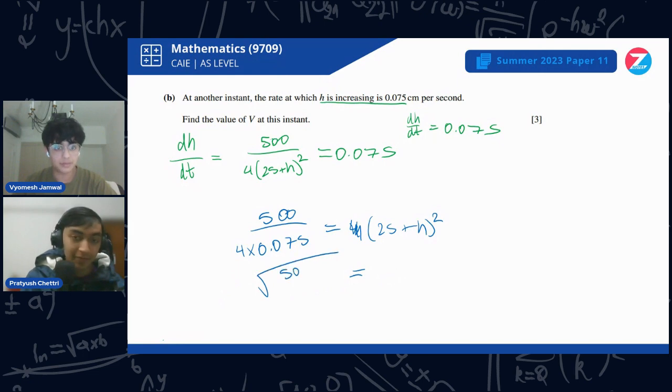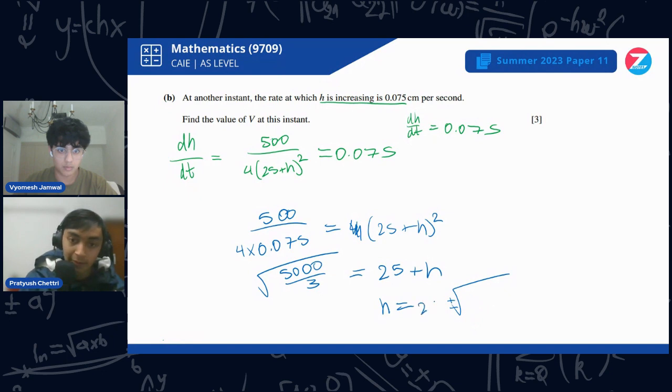So square root of 5,000 by 3 is equal to 25 plus h. So h is equal to, I mean, it could be plus minus, you never know, but there'll usually only be one answer. Let's just see why. 25 minus 25, by the way, plus 40 point. No, I'll get rid of the square root. It comes out to 40.82 around.